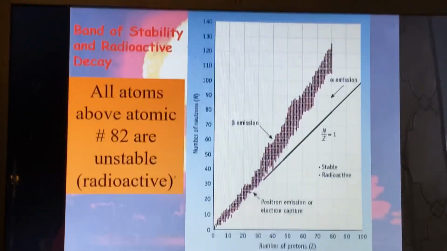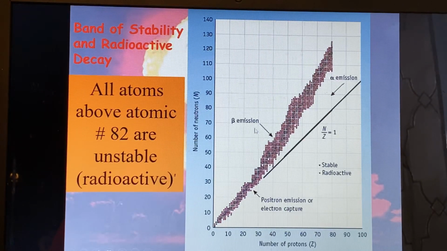And there's something about how you can predict whether it's an alpha emitter or beta emitter. We don't get into that at all. But all that's drawn in on here is this line right here, which represents 1-to-1. It's called a band of stability.